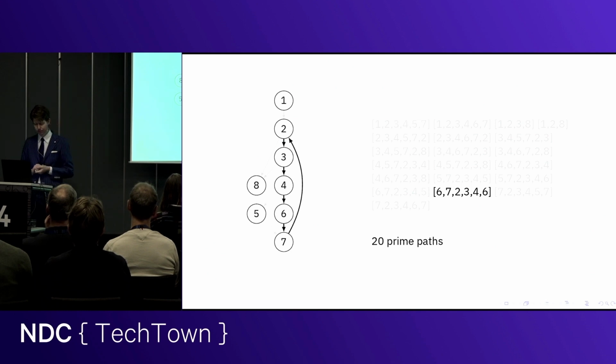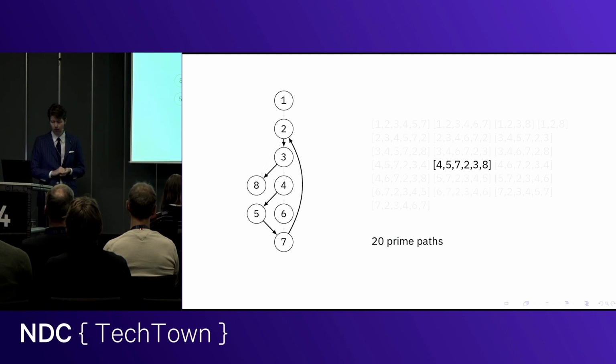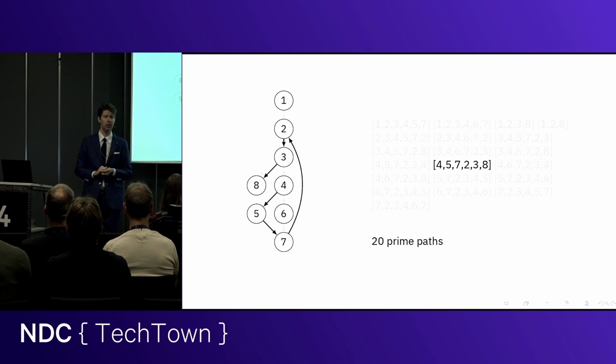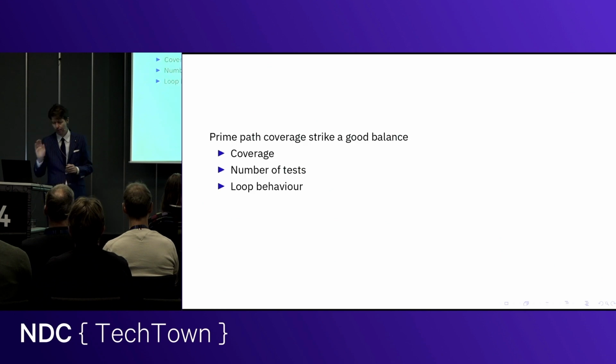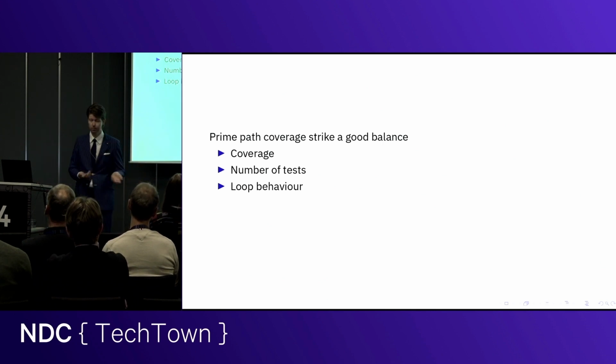We have this case where we start in the middle of the loop. We take the loop and we re-enter the loop. So you're going around the loop, and finally, somewhere you exit the loop. So we now have the case where we skip the loop, we enter the loop, we exit the loop, and we exit the program from the loop. So prime path coverage strikes a pretty good balance between the quality of the coverage in terms of what defects you can expect to find, the growth in the number of tests, and loop behavior.